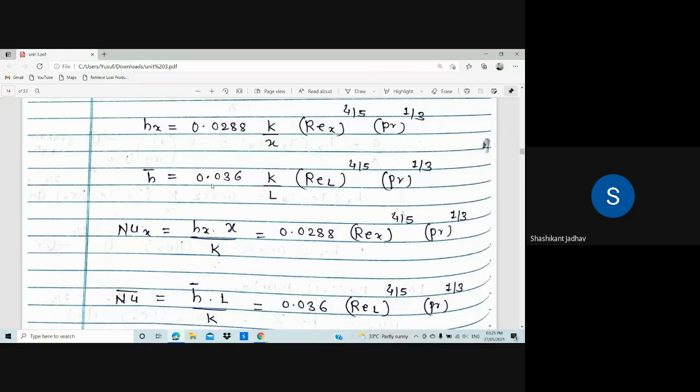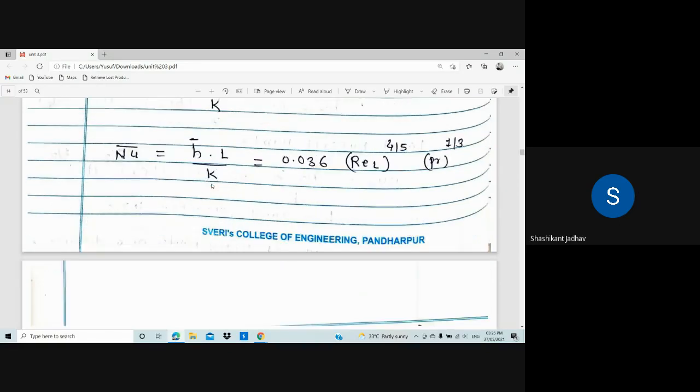Then write down the equation for the local Nusselt number, that is Nux is equal to hx into x divided by k, is equal to 0.0288 Re raised to 4 by 5 Prandtl raised to 1 by 3.